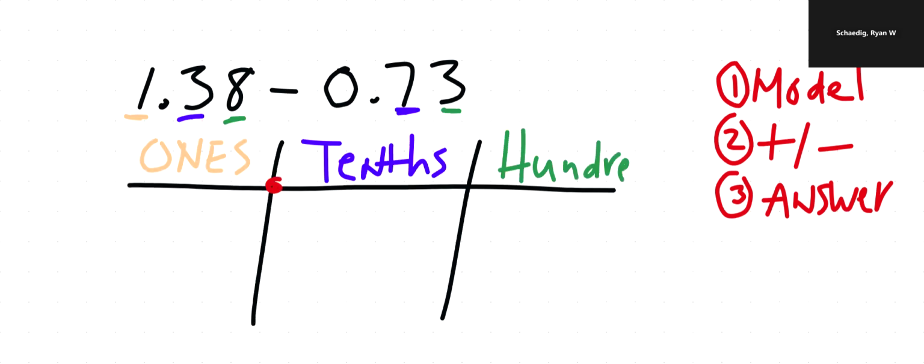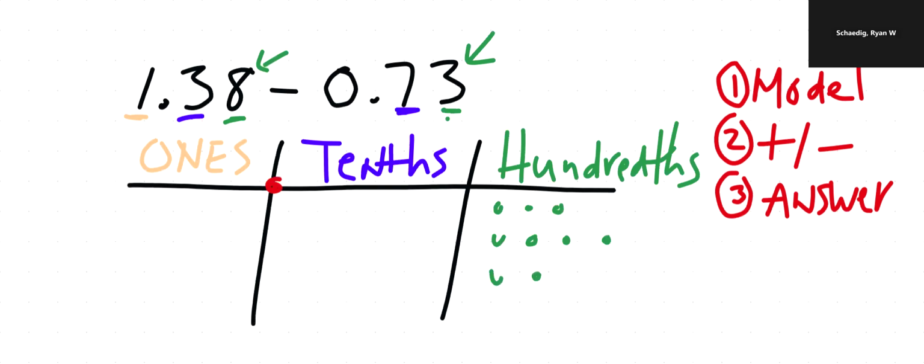Cool. All right, so let's start to model it, right? This is my graphic organizer. I'm gonna go ahead and model it. I'm gonna start in the hundredths this time. I'm gonna come over here. So I'm gonna model these 1, 2, 3 tenths, and then I'm gonna model these 8 hundredths: 1, 2, 3, 4, 5, 6, 7, 8.